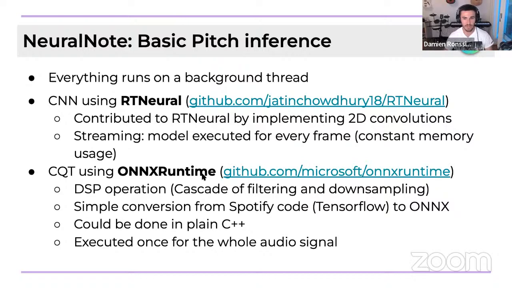I am using ONNX Runtime. It's surprising because the CQT is just a DSP operation. It's a cascade of filtering and downsampling stuff, so it's not usually done with neural network operators. But in the BasicPitch repository from Spotify, they implemented it using TensorFlow. And so converting to ONNX and running it with ONNX Runtime was the easiest thing to do on my side, because the algorithm to compute the constant Q transform is quite elaborate. But this could be done in plain C++ as well. And the way we're running it here, we're not running in streaming, but it's executed once for the whole signal, for the whole audio we'd like to transcribe.